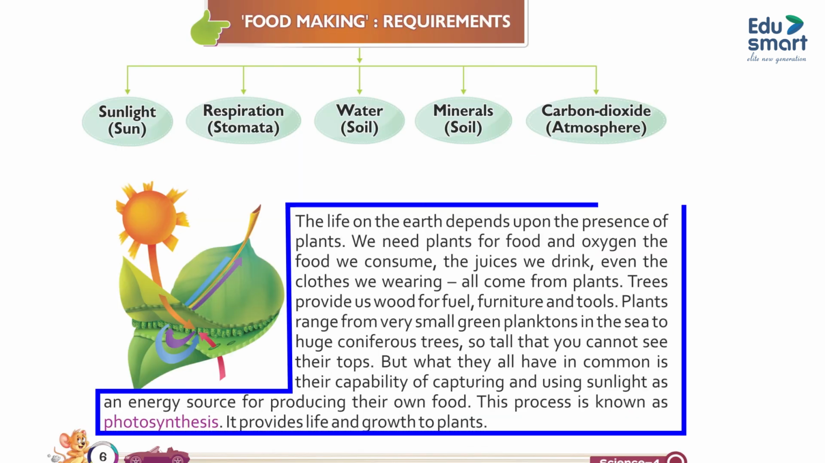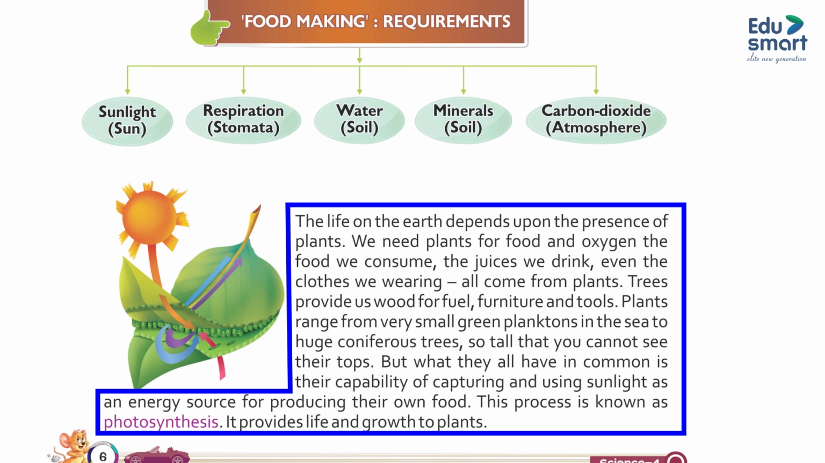The life of the earth depends upon the presence of plants. We need plants for food and oxygen. The food we consume, the juices we drink, even the clothes we wear, all come from plants. Trees provide us wood for fuel, furniture and tools.